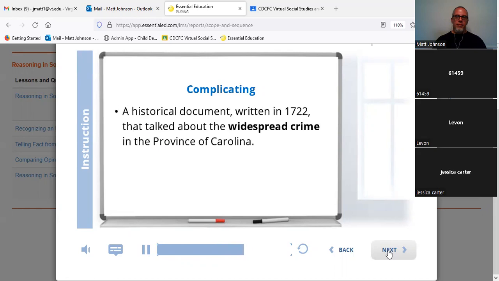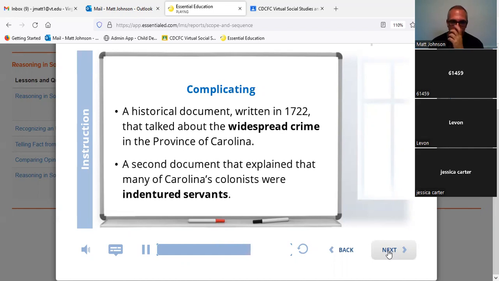I remember reading a historical document written in 1722 that talked about the widespread crime in the province of Carolina. But then I read a second document that explained that many of Carolina's colonists were indentured servants. They were poor people cast out of England and forced to work in the colonies. Well, that certainly put a different spin on the first document. The second document suggested that the Carolina government might be partly responsible for the high crime rate.